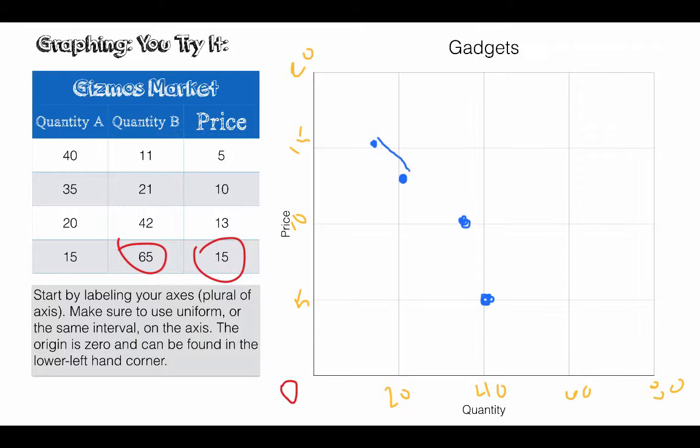So now I have this, and I can connect it, and wow, that stylus is a little bit off there. We'll just make it nice and thick so that we can see. And it looks like a demand curve because that's what I've learned about.